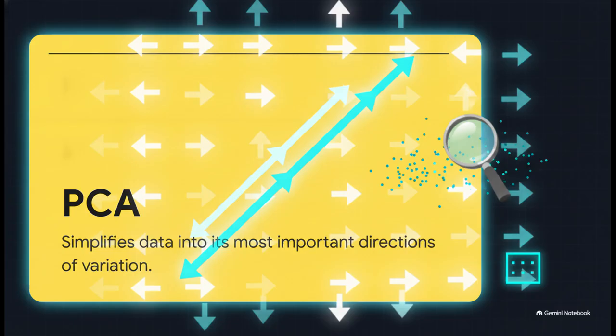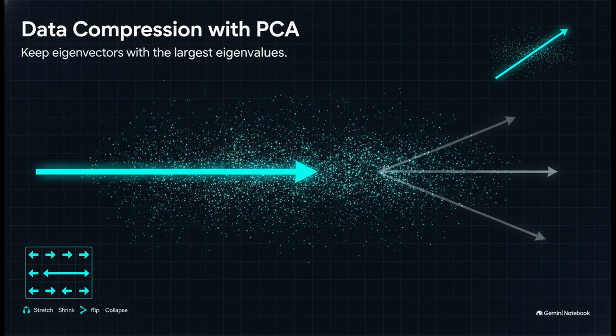It does this by looking at a covariance matrix, which is just a matrix that describes how much each feature in your dataset varies alongside every other feature. When you calculate the eigenvectors of that covariance matrix, they literally point along the directions where your data spreads out the most. And the eigenvalues, they tell you exactly how much variance exists on those lines.